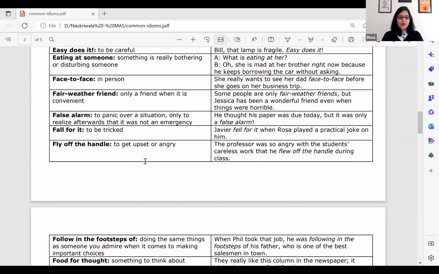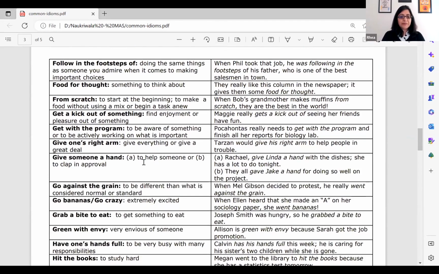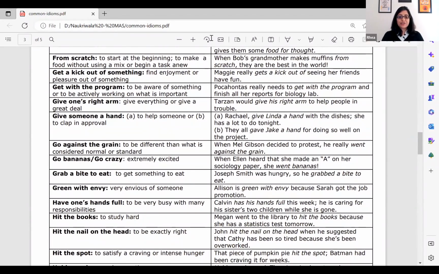Awesome. Let's move on. So going ahead, from scratch. So I see one more. His joke was so good, I actually fell for it. That's a good one. So it sounded so real. I got tricked. I fell for it. Lovely. Moving on, from scratch.